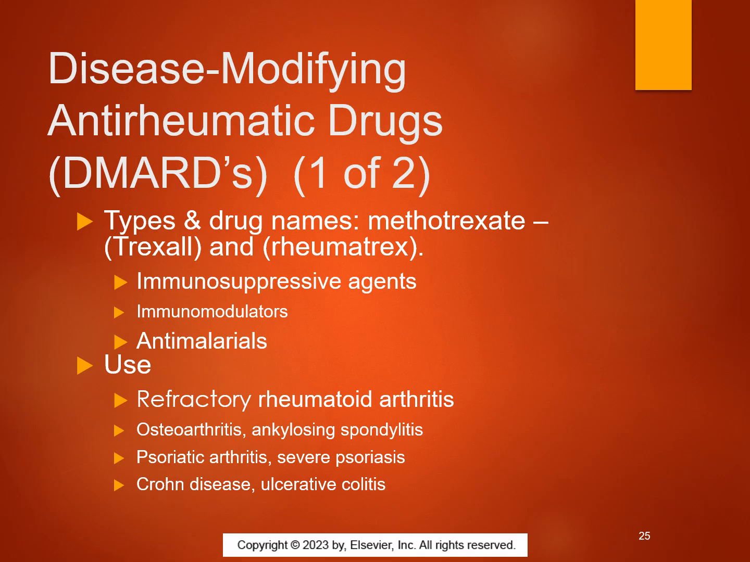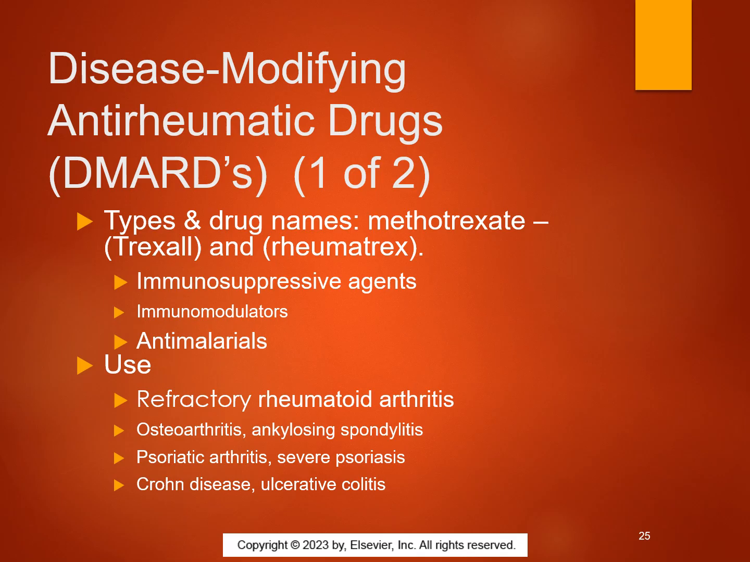Again, methotrexate is the first-line DMARD for many inflammatory autoimmune diseases because it's effective, it's well-studied, and it can slow disease progression. So if you want to remember one DMARD, methotrexate's a good one to remember.